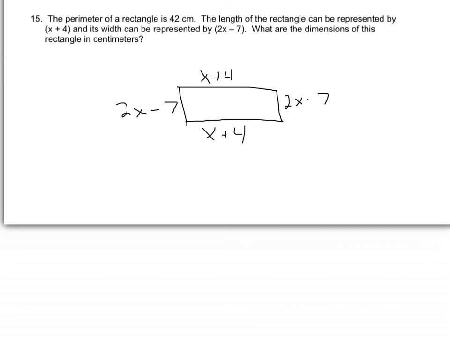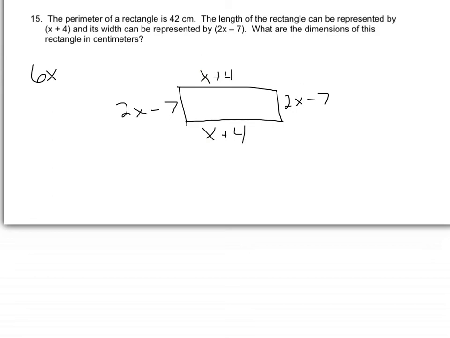Okay. And I know that the perimeter, to get the perimeter, I need to add up all those sides. I also know that the perimeter is 42. So I'm going to add up the perimeter in terms of x. So I have 2x plus 2x is 4x plus 2 more. It's going to give me 6x. So 6x.